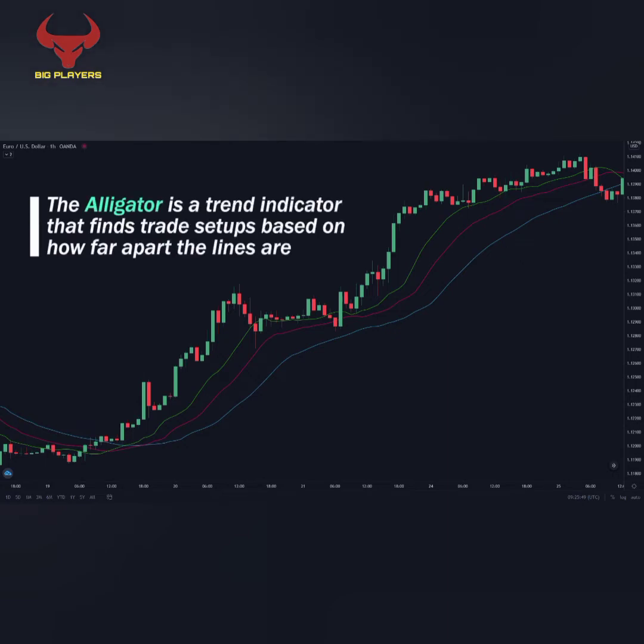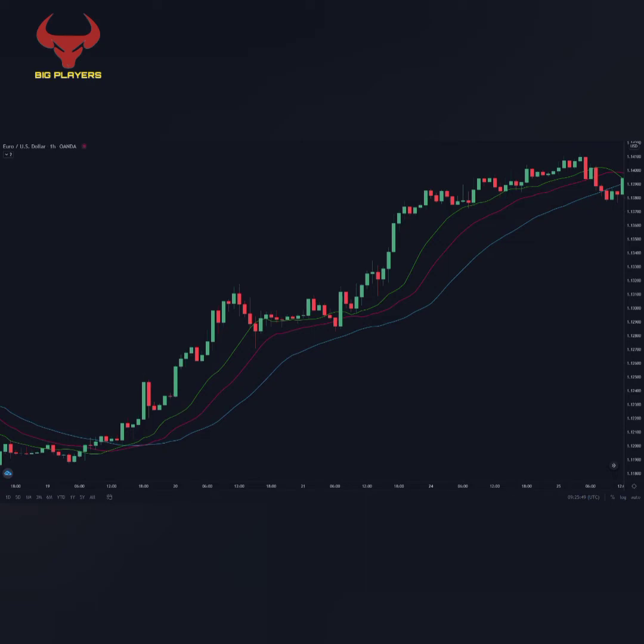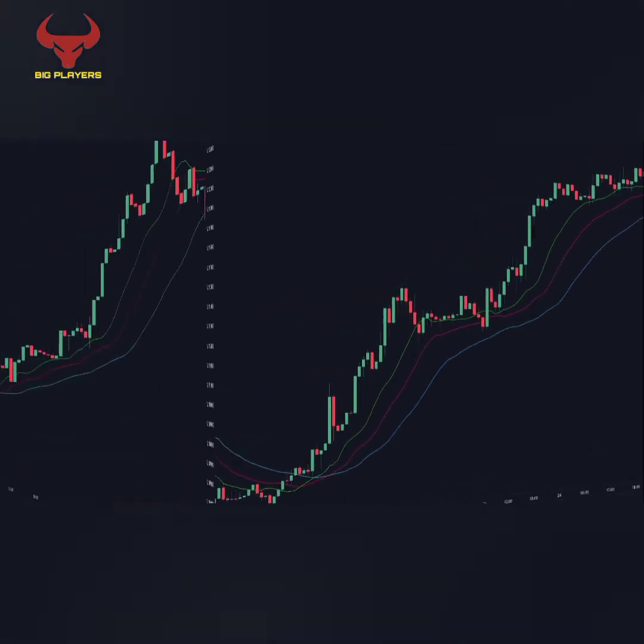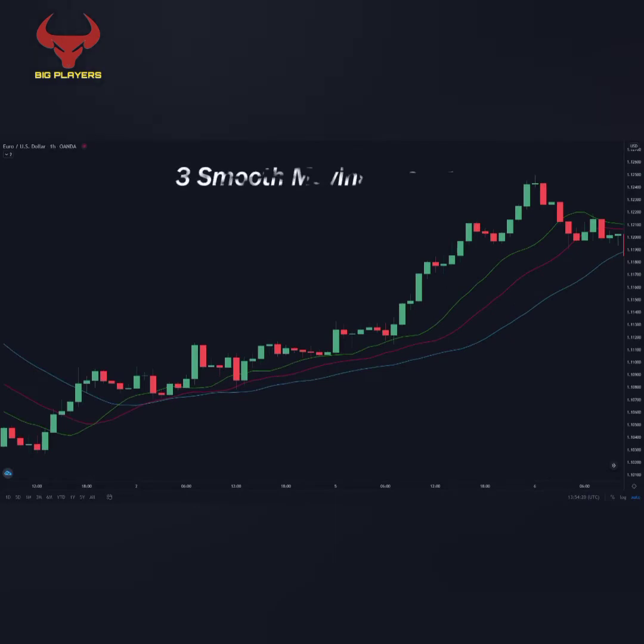The alligator is easy to use and can find trade setups based on how close together or how far apart the lines are, resembling an alligator opening and closing its mouth. This indicator can be used in combination with other analysis techniques. The alligator uses 3 smoothed moving averages. It consists of 3 lines that are all named after parts of an alligator's mouth.